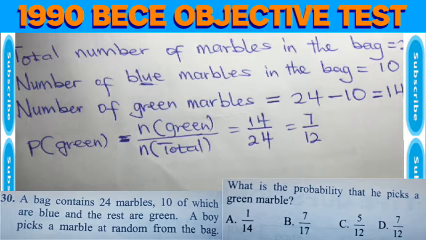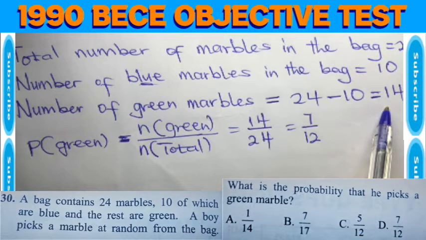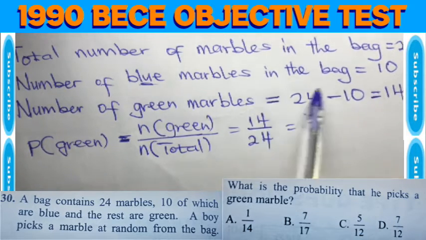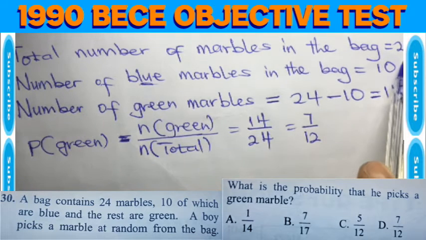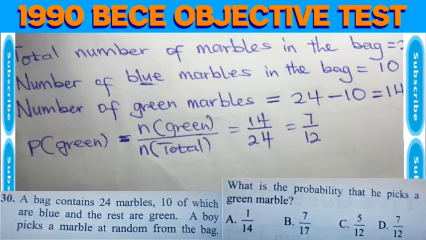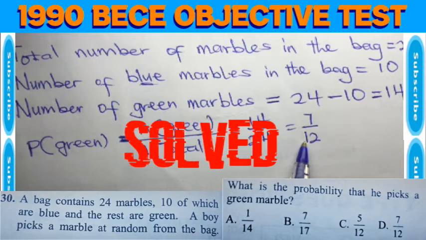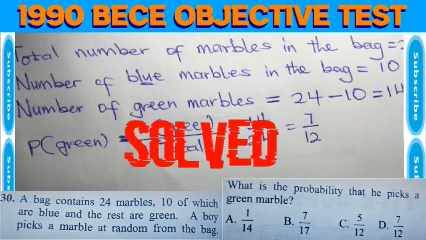So over here, question 30 has been solved, and the number of green marbles that we found is 14. The number of blue marbles from the question is 10, and the total number of marbles in the bag is 24. So the probability that the boy picks a green marble will be 7 out of 12. So question 30 has been solved. Let's move on and take a look at question 31.